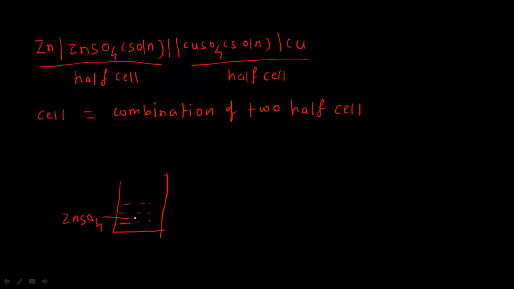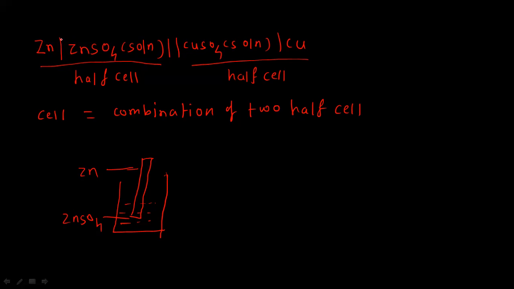Zinc sulfate solution is an electrolyte. It contains the ions, zinc dipositive ion and sulfate ions. In this solution, we have to dip the zinc electrode. So it means that the zinc electrode is in contact with zinc sulfate solution, and it is represented in this way: zinc in contact with zinc sulfate solution.